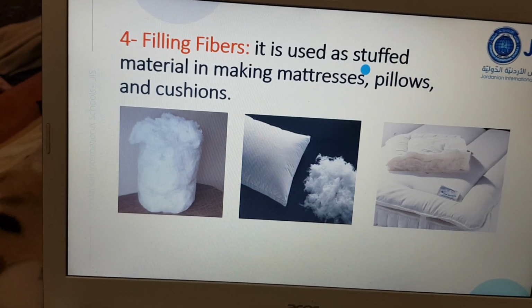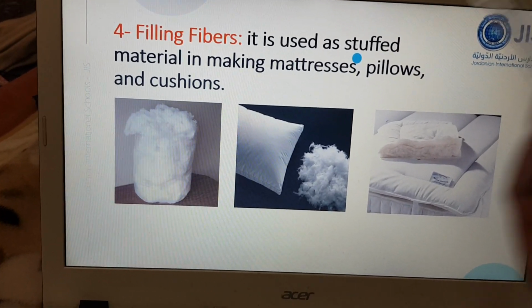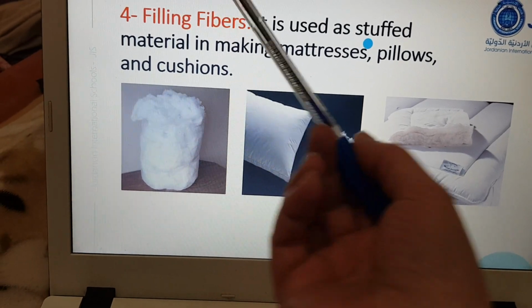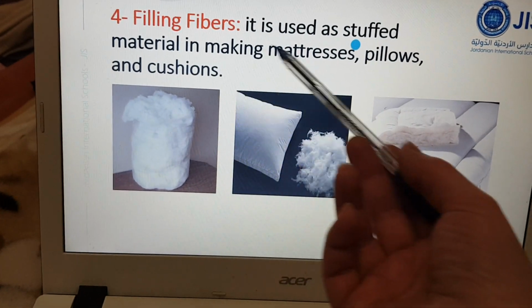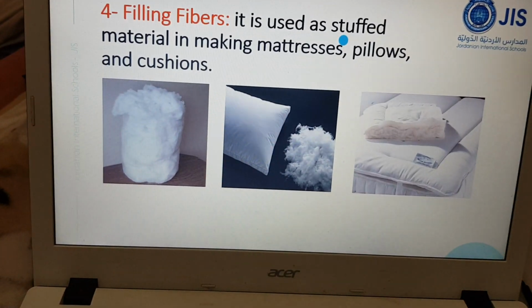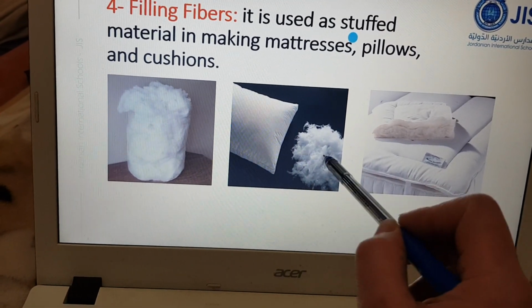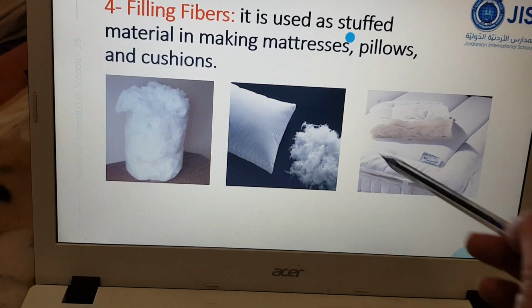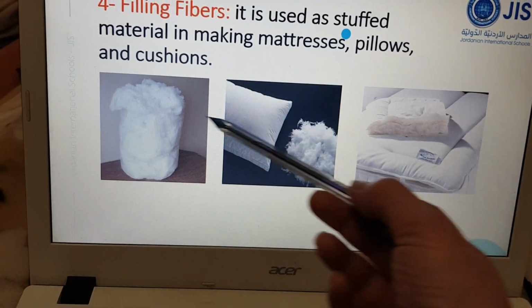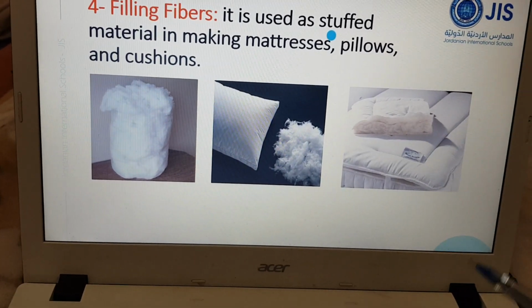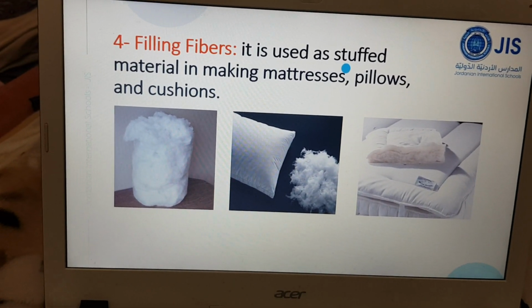Okay, the fourth kind of fiber is called filling fibers. From its name, I know that I use it to fill things. So it is used as stuffed material in making mattresses, pillows, and cushions. You see this white part that we put inside the pillows, inside the quilts, inside the mattresses. This is called filling fiber. We use it to fill mattresses, pillows, and cushions.